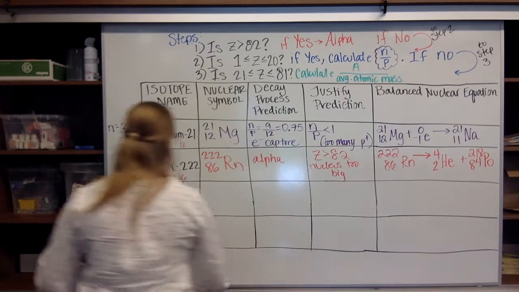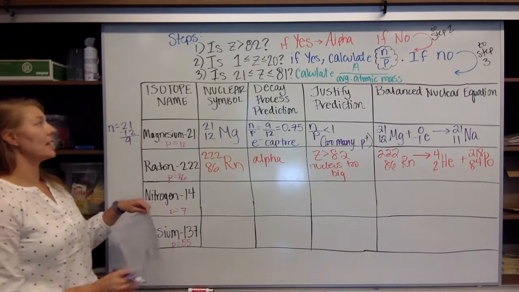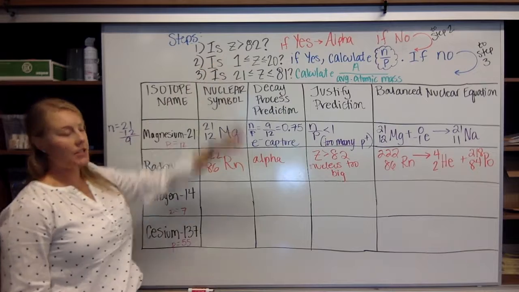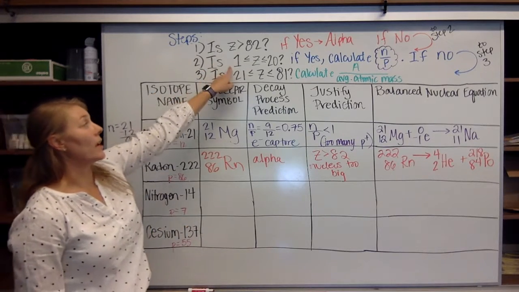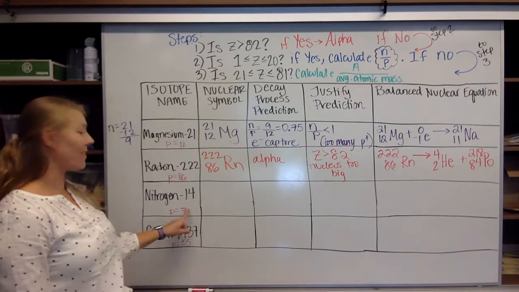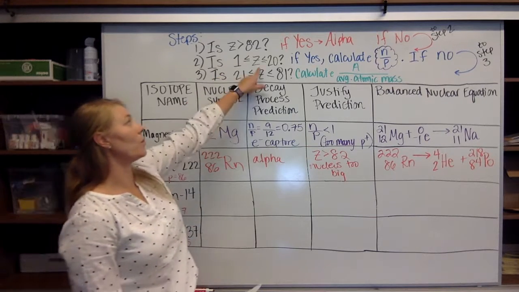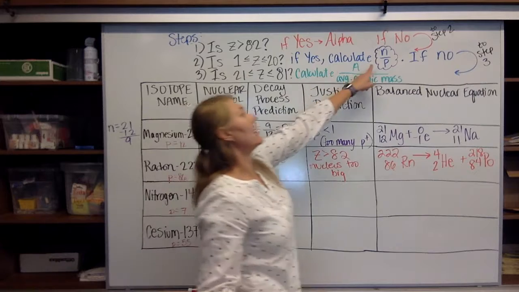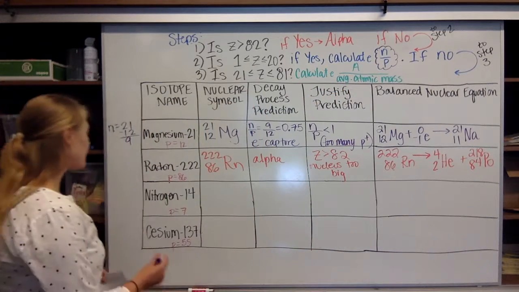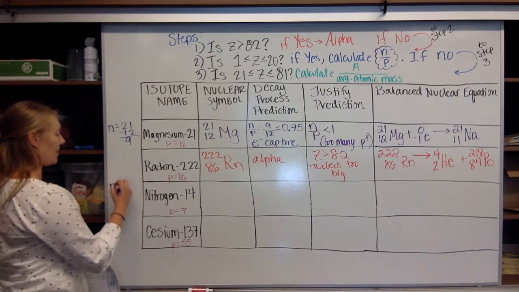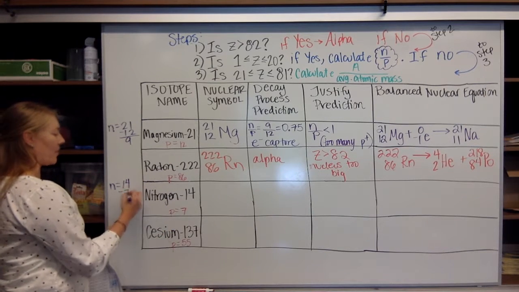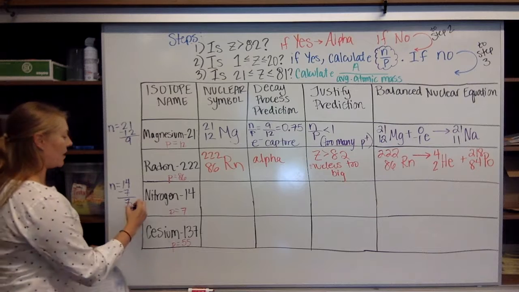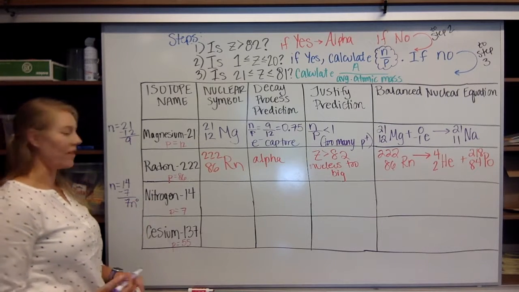Okay. Now the third one, we have nitrogen 14. Is Z greater than 82? Well, proton number is 7, so no. Is Z between 1 and 20? Well, yes it is. Proton number is 7, so it's between 1 and 20. So we're going to calculate the neutron to proton ratio. So over here I'm going to do the neutrons. 14 is my mass number. 7 is my protons. So I get 7 neutrons.